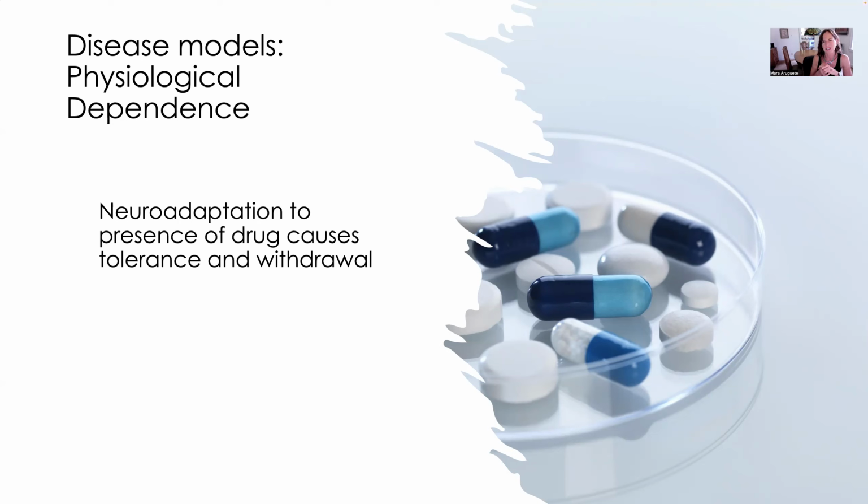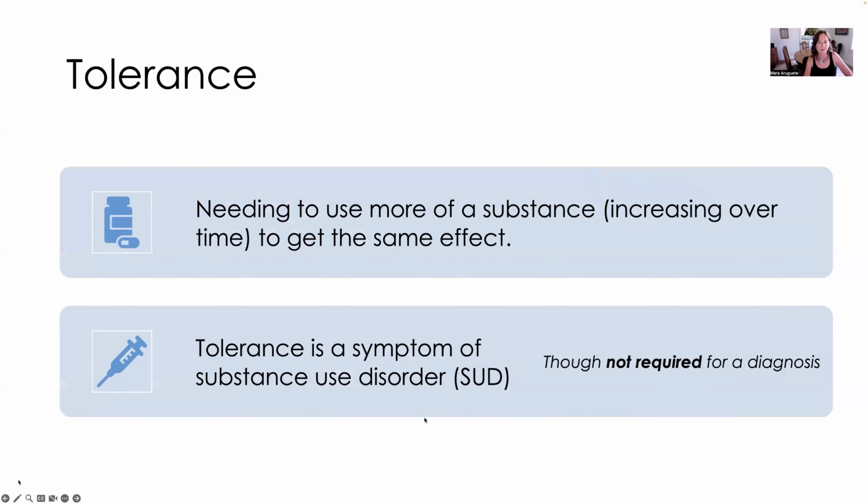And that dependence is fostered by neuroadaptation, meaning that the brain actually changes and it causes a process of tolerance where you need more of the drug, and problems with withdrawal, so that you'll get symptoms if you stop using the drug. And we'll talk in a little bit more detail about those processes that happen in the brain with regard to tolerance and withdrawal.